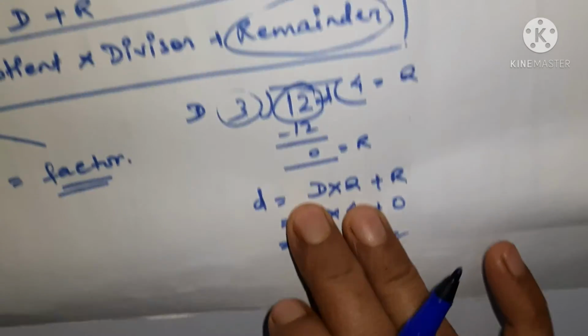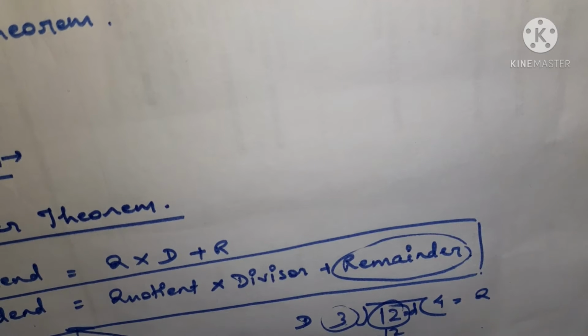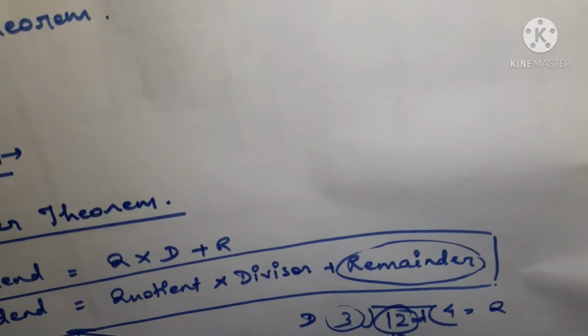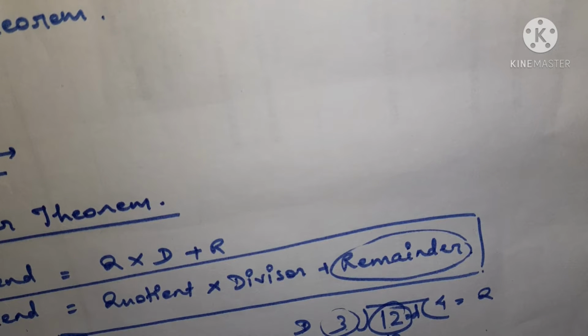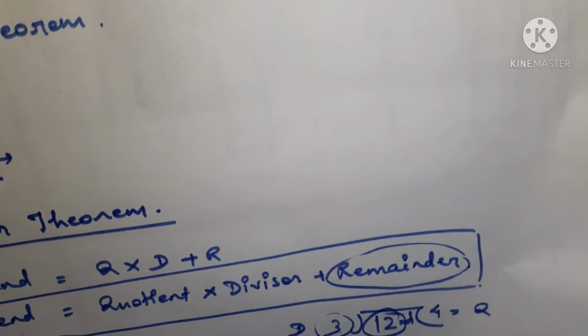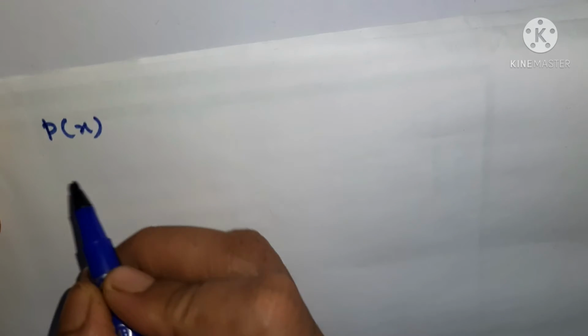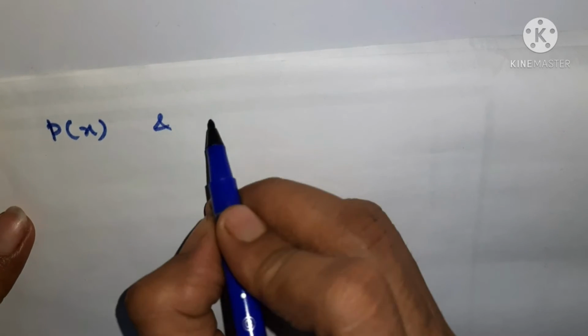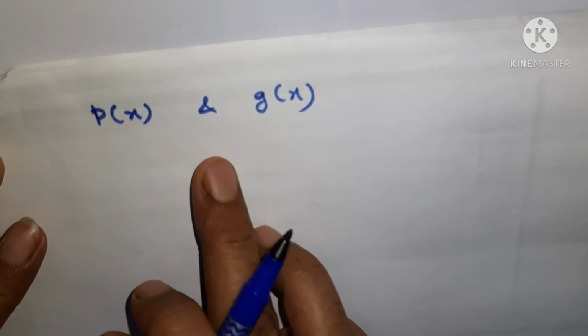Okay, so this is what we have been looking at, our divisors and dividends when we go for divisions, right? The same thing we will apply in case of remainder theorem. What we are going to do, we'll just see that we are having two polynomials. Say px is one polynomial, and say another polynomial is gx.